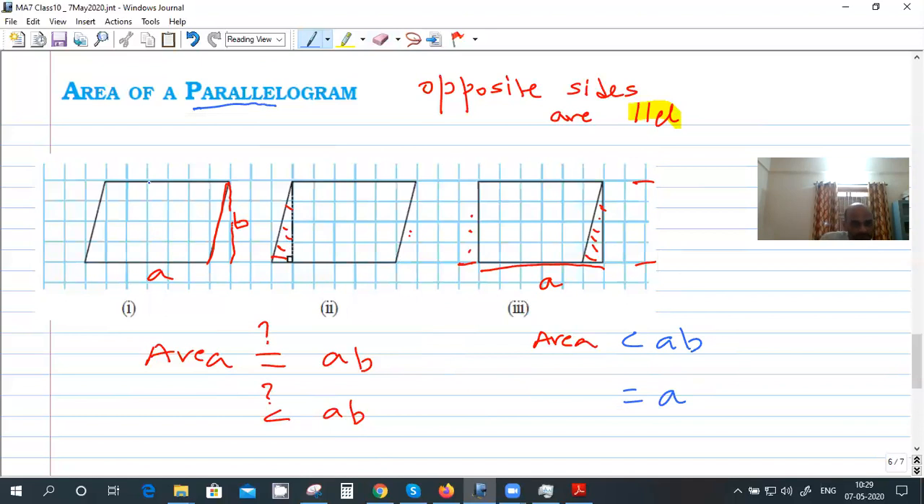Suppose the distance between these two parallel sides, I have given it as H. Then can you say what is the area of the parallelogram now? A into H. Right. A into H, H is less than B. That's the area of the parallelogram is less than the area of the rectangle.